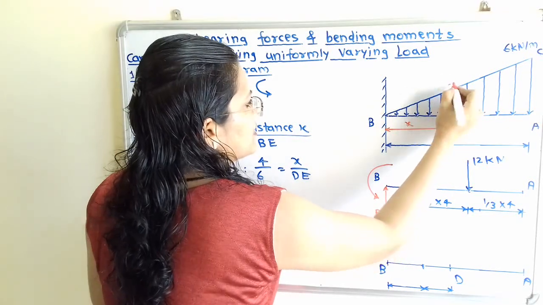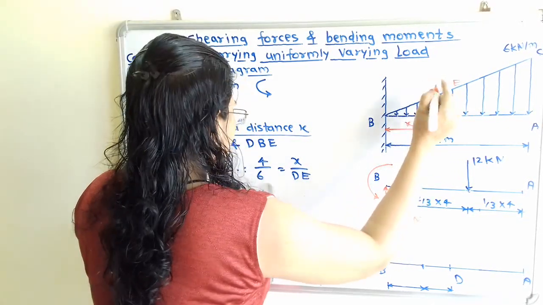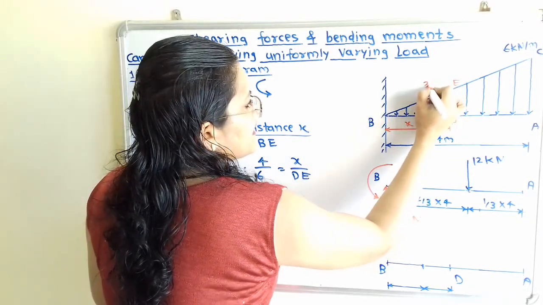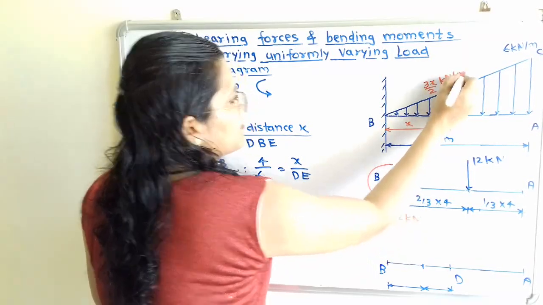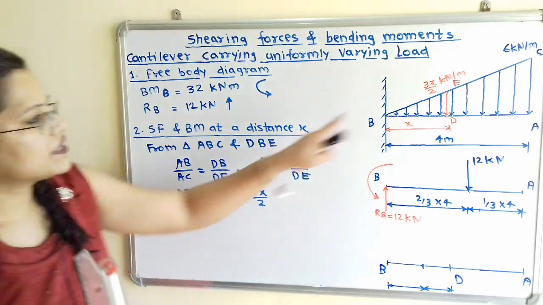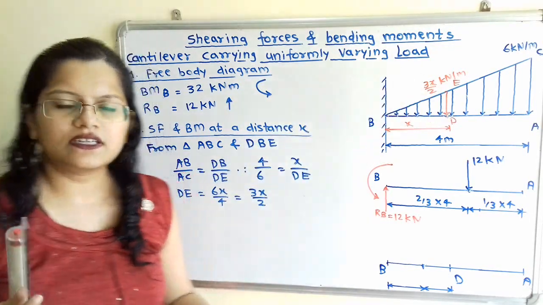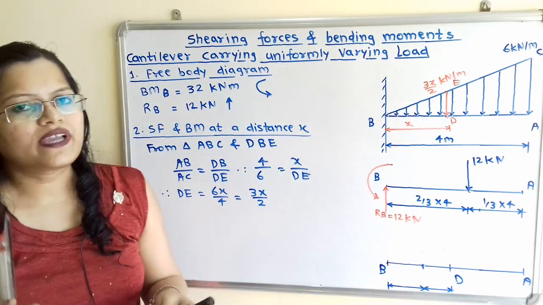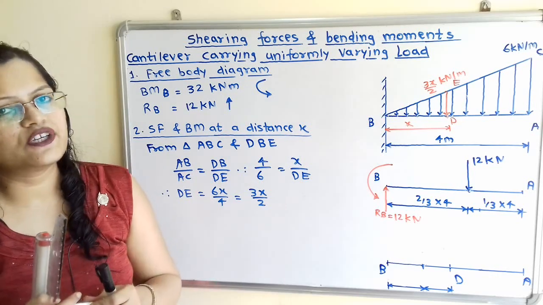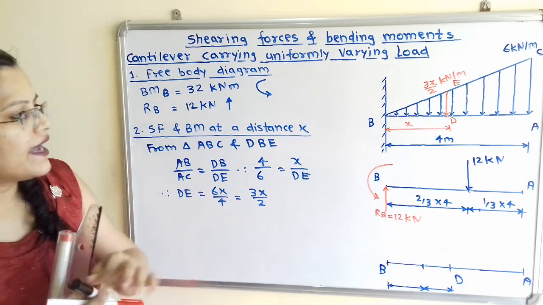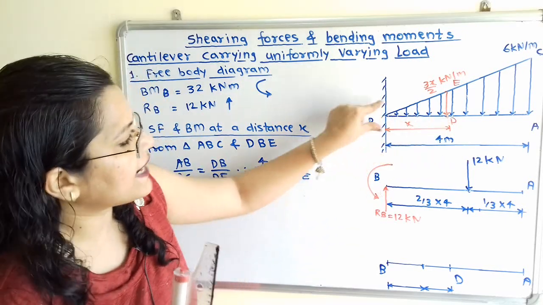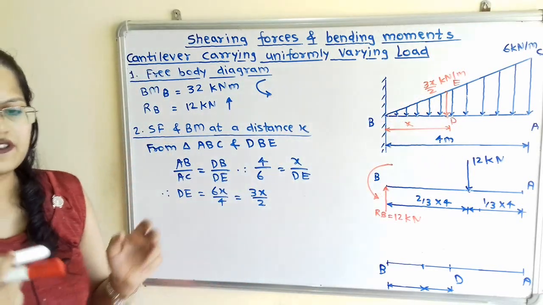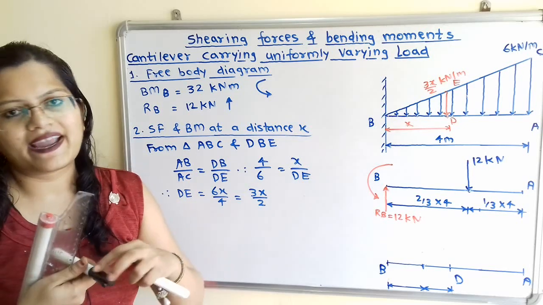So I will mention here at the point E, this value is 3x by 2, and the unit is kilonewton per meter. Now this value is mentioned in the diagram. Now we have to find out the magnitude of this load acting in between this span B to D, that is acting in between this distance x. So how to find out the magnitude of load?